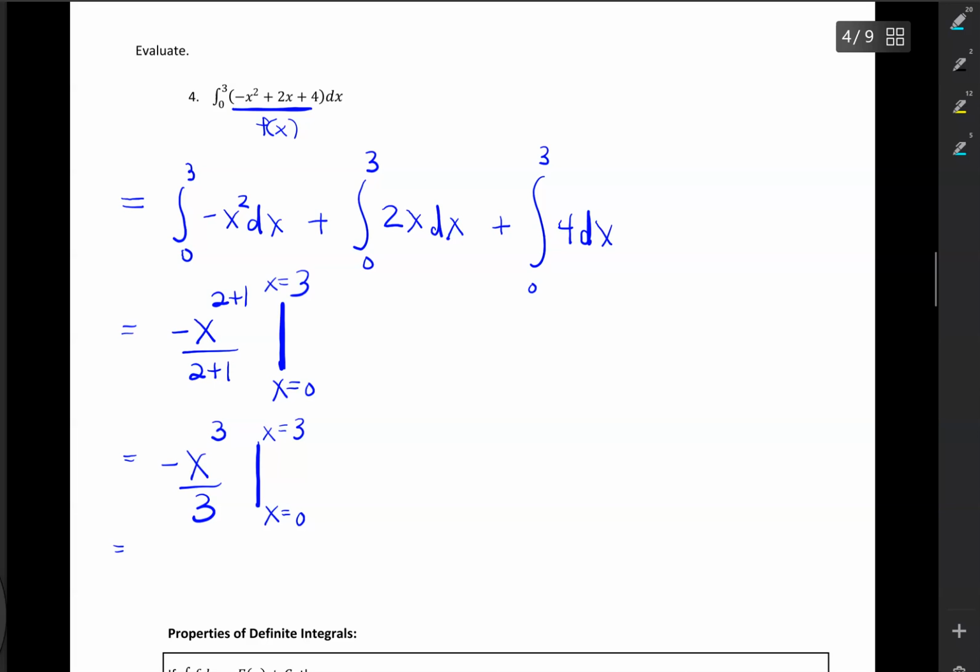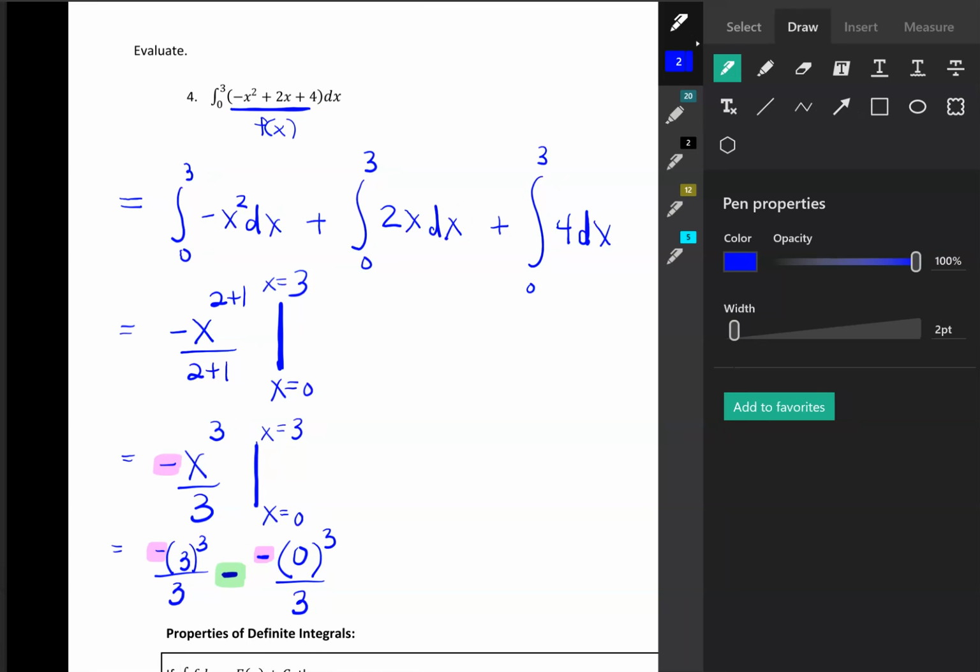So one time I'm going to plug in a 3, minus, now be careful on this one. This one's tricky because there's a subtraction built into the formula and there's a negative built into your integral, right? So you're going to end up with a double negative. So be really careful. It's a negative x cubed over 3. I just happen to be subtracting them because that's what my theorem tells me. So let's get all that in our calculator and see what we end up with for this one.